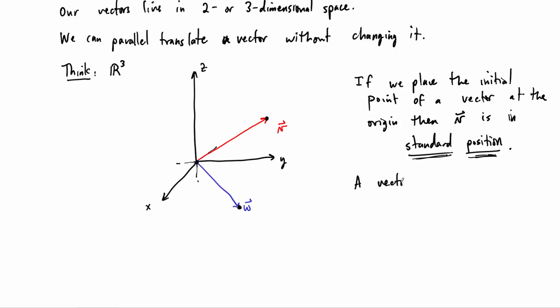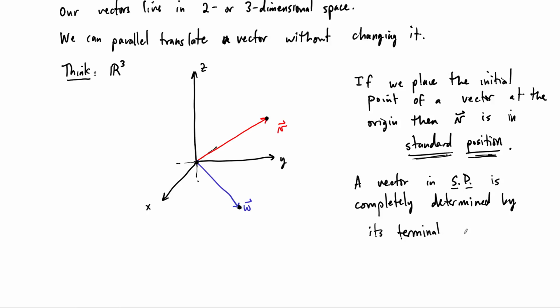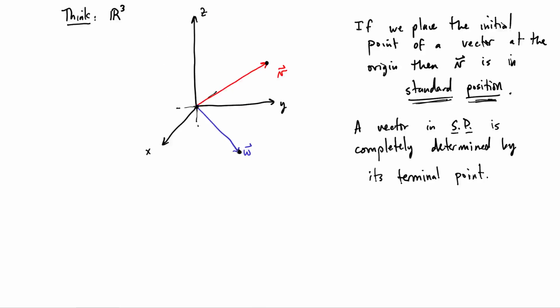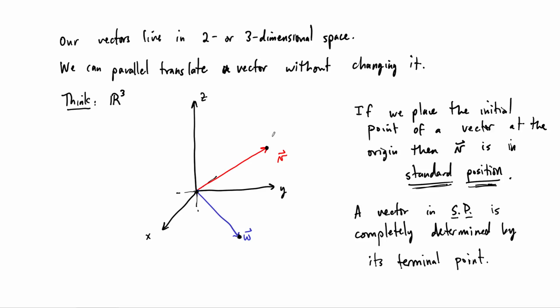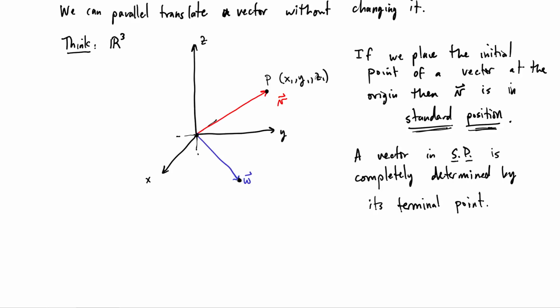So I'll write this down again. A vector in standard position, SP, is completely determined by its terminal point. This is an important fact. So this vector is completely determined by its terminal point. Now, the terminal point has coordinates. Let's say the terminal point of this vector v is p, and its coordinates are x1, y1, and z1. That point p is the terminal point of the vector v.